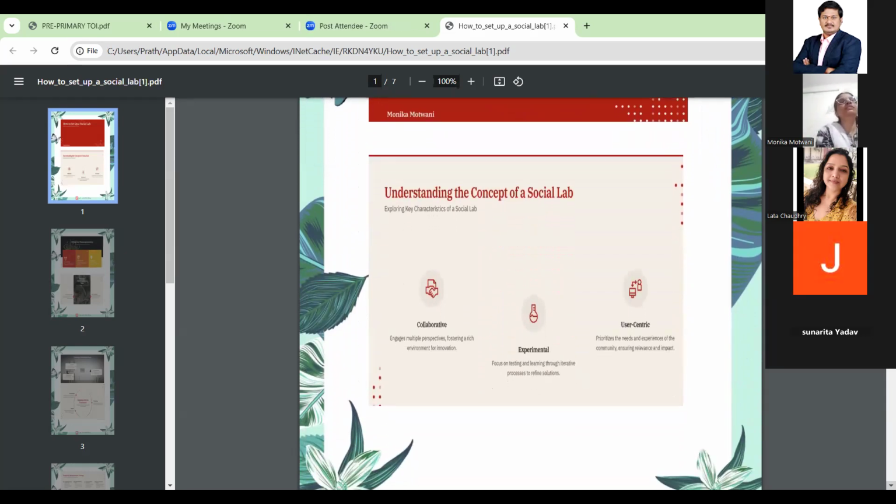Let's understand the concept of a social lab and its basic key characteristics. The first one is collaborative, which engages multiple perspectives and fosters a rich environment for innovation. That means cooperation and teamwork is a big source which can help us run a social lab. Next one is experimental. For that, let's have a look at a video first, and then I'll go through the explanation as well. So the video.